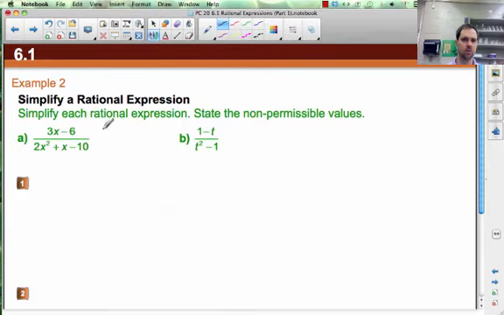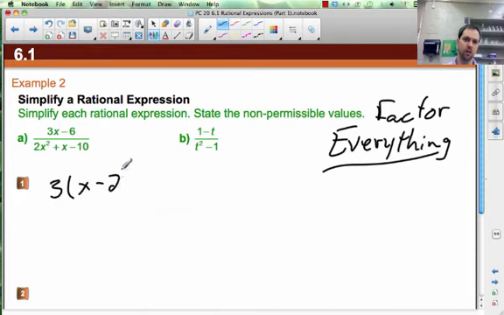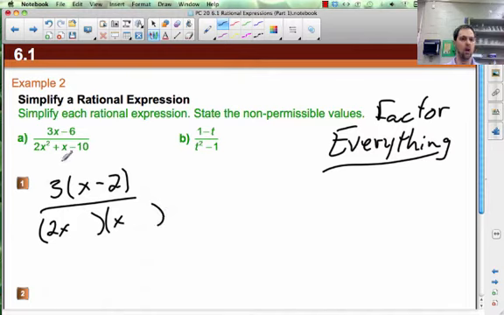Simplify each rational expression. State the non-permissible values. Okay, simplifying involves basically factoring everything. Okay? As much as you possibly can, just factor everything. So the numerator, you can take out a common 3 and you'll be left with x minus 2. The denominator, we can't take out a 2, but we can factor this using our familiar method here.